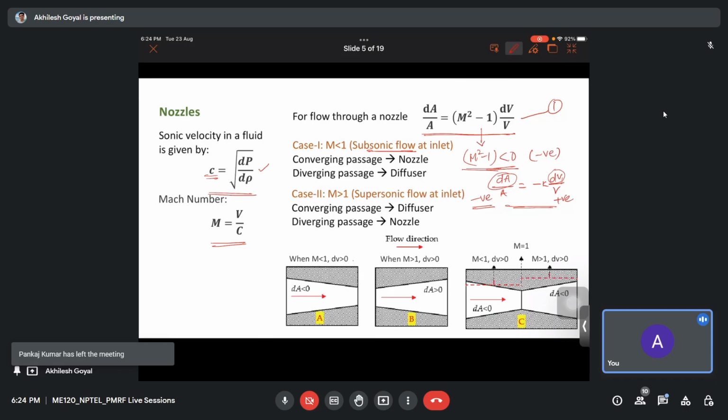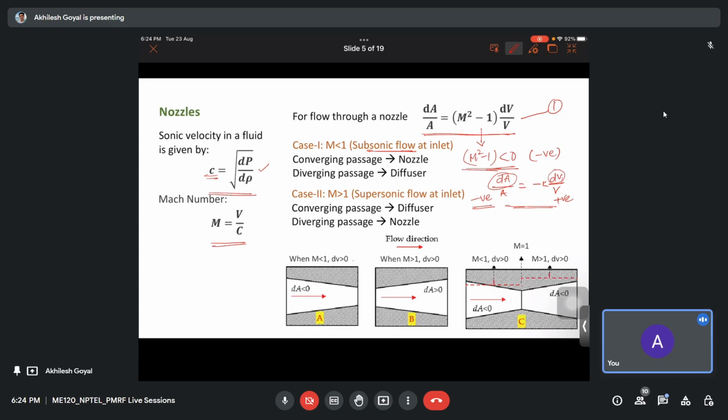But similarly, if we consider a diverging passage where the area is increasing, which means dA is positive, in that case the value of dV should be negative to balance the equation. Means for a subsonic flow, a diverging passage works as a diffuser. Okay, I hope you got it.